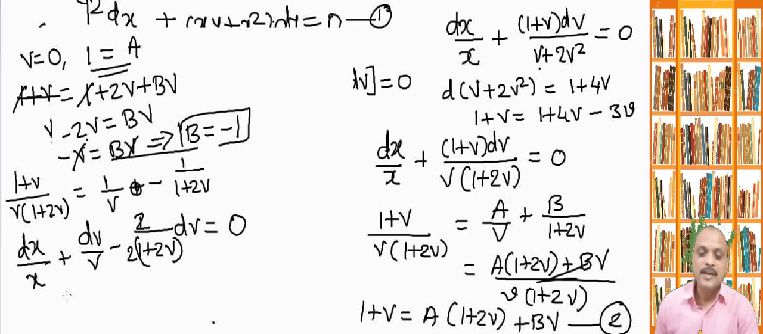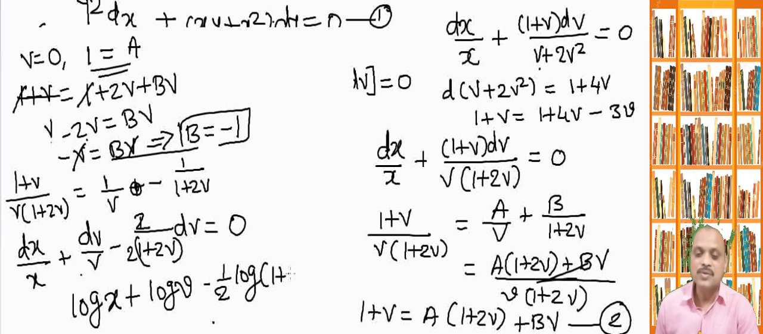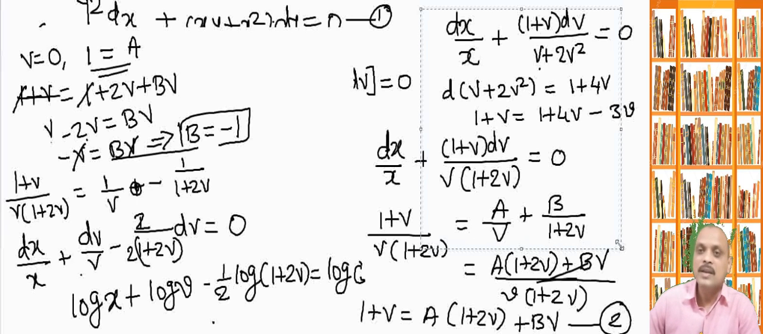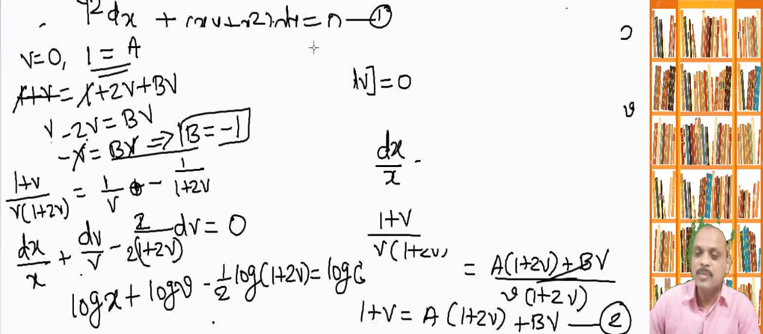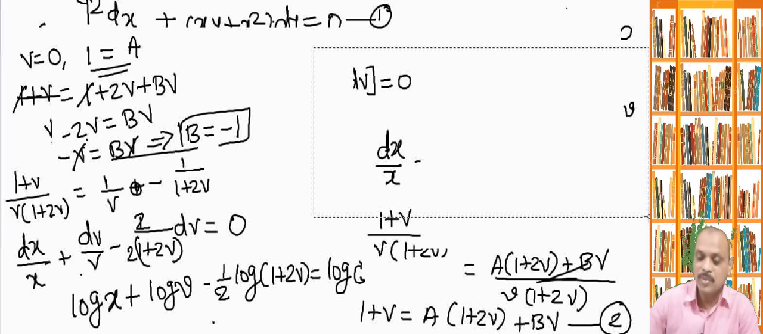Then integrate this directly. Integration of this is log x, plus integration of this is log v, minus 1 by 2 into log of 1 plus 2v, equal to log of c. Now apply the log rule: log a plus log b equal to log of a into b, and log a minus log b equal to log of a by b.